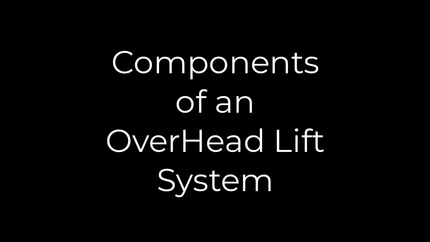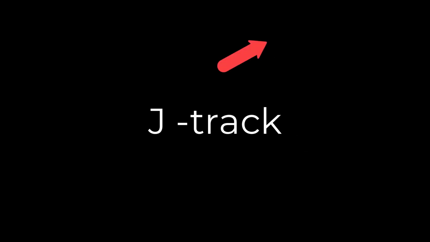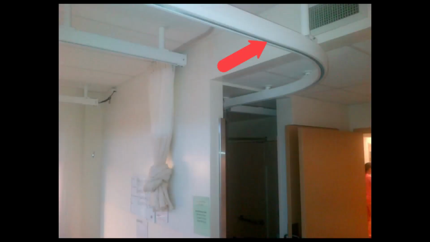The components of an overhead lift system. The lift system comprises of ceiling-mounted tracking, an electric motor and various slings. Let's look at the different forms of tracking first. A monorail or J-track system is an older design that allows the motor to travel back and forth on a single railing.